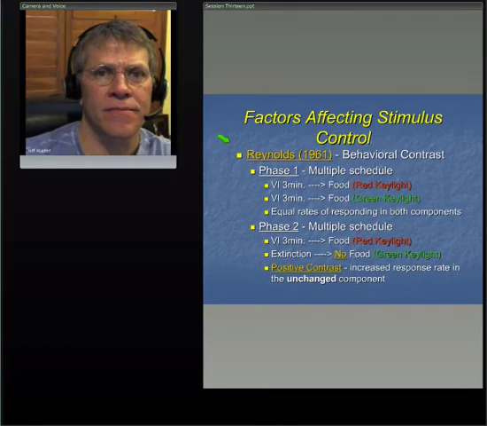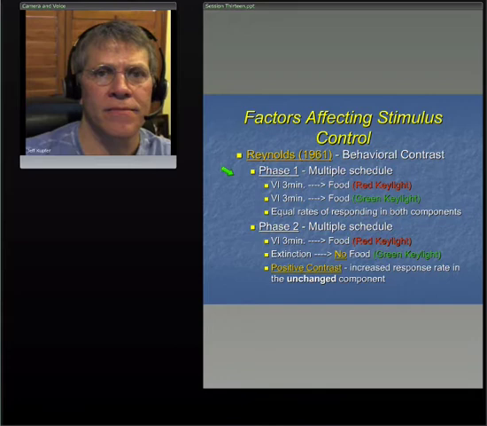All right, so the first experiment we're going to talk about was done by George Reynolds in 1961, where we're going to talk about behavioral contrast. Now, at this point, I'm going to assume that you know enough about your schedules of reinforcement because we're going to go into some of the more compound schedules and complex schedule arrangements.